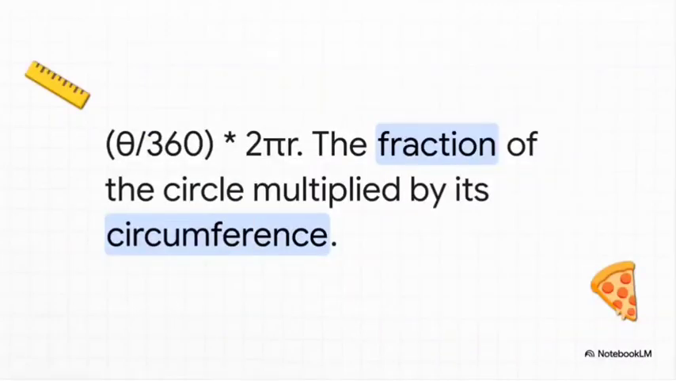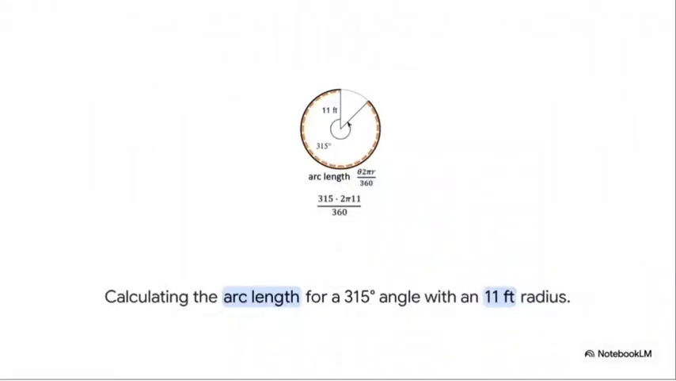So how do we figure out the exact length of that crust, the arc? We use this formula right here. Now, I know it might look a little intimidating, but the idea is actually super simple. All we're doing is taking our angle, that's the Greek letter theta, and dividing it by 360. Why? To find out what fraction of the whole pizza, or circle, we're talking about. Then, we just multiply that fraction by the total circumference. That's it. Let's see it in action.